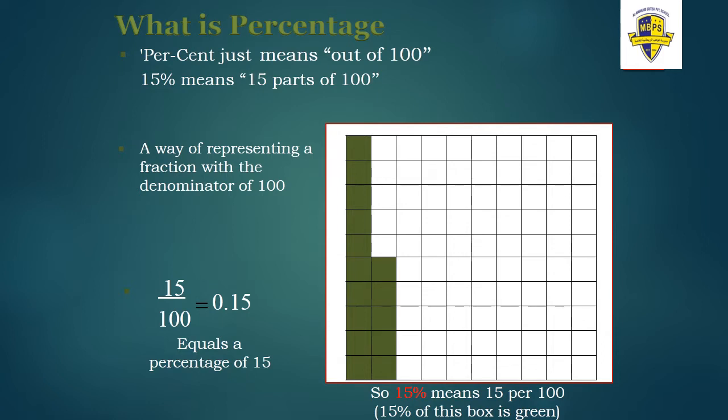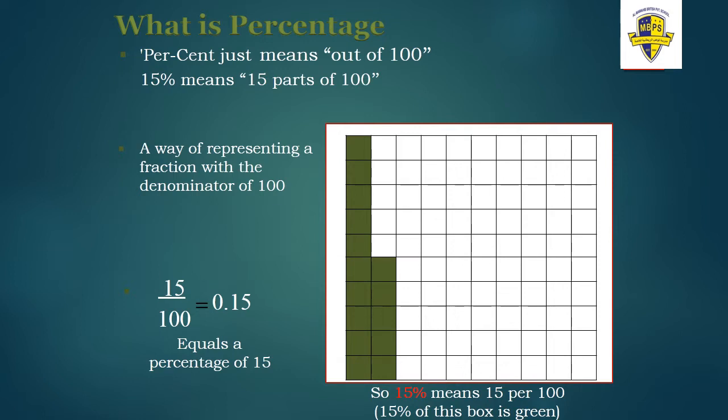But a percentage is not just any fraction. It's a special fraction that always has 100 as its bottom number. In fact, because the bottom number of a percentage is always 100, we don't need to write it. Instead, we write a percent sign.